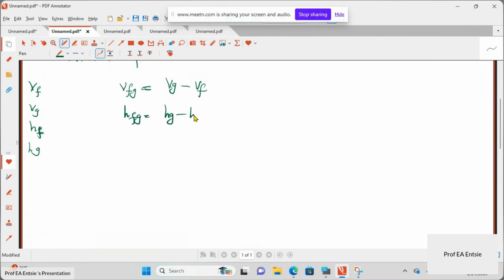This will be hg minus hf, and this has a name. It's called enthalpy of vaporization. So it is the amount of energy or heat required to change liquid from the liquid state to the vapor state.